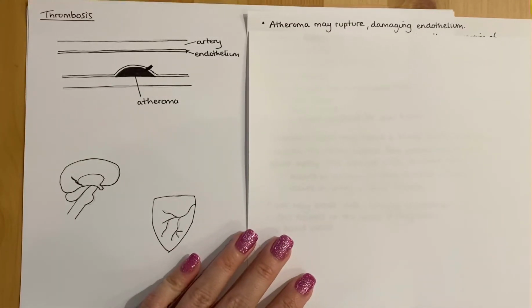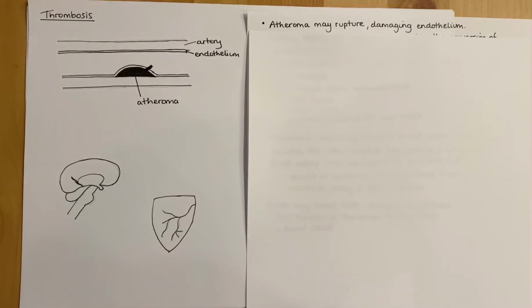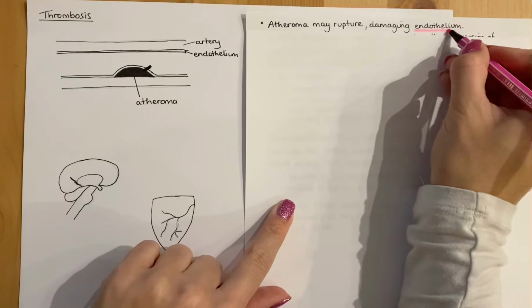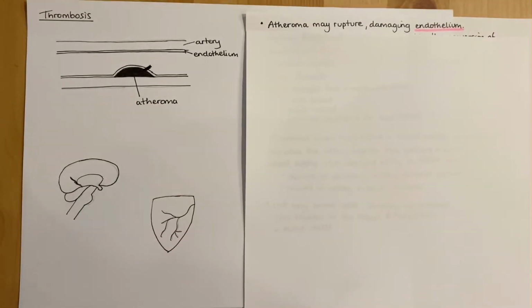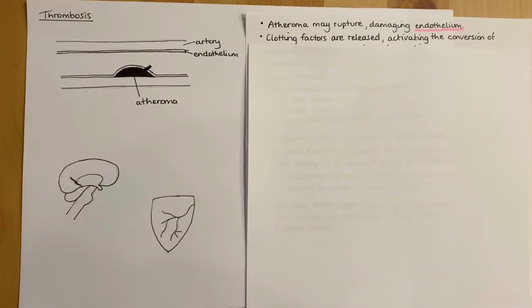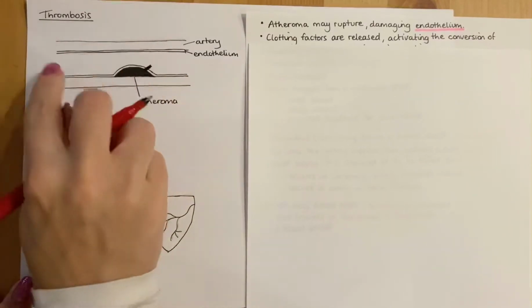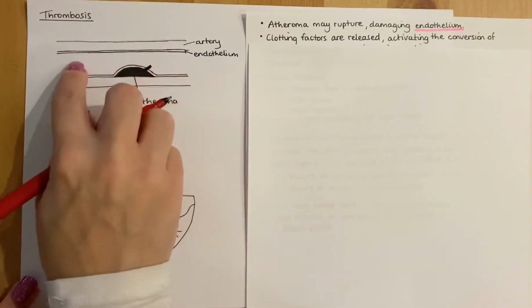Okay, so the atheroma ruptures and it damages the endothelium. So you want to be specific about exactly where this occurs. Endothelium would be underlined in a marking instruction for an essay question. So clotting factors are released, and that will then cause a cascade of reactions to happen. Now that results in the conversion of a protein in the plasma, which will be floating about in this plasma here, which is the blood, the liquid part of the blood.